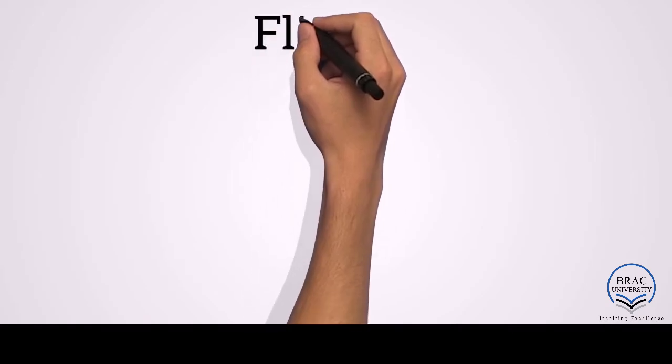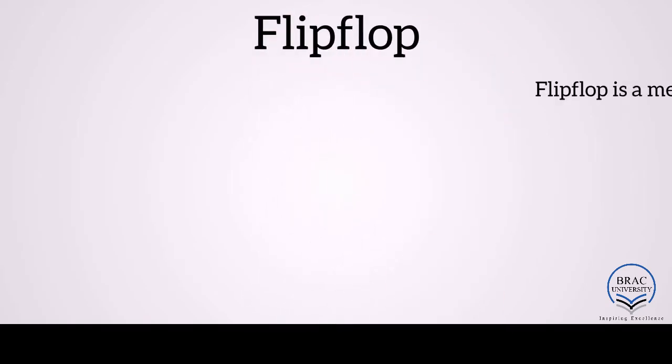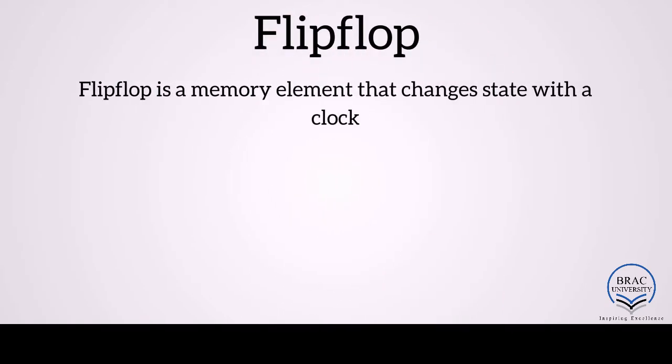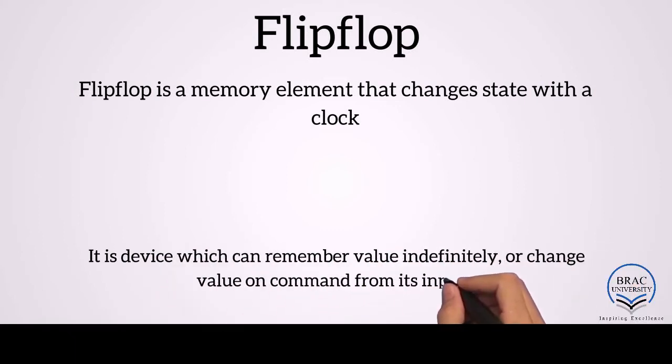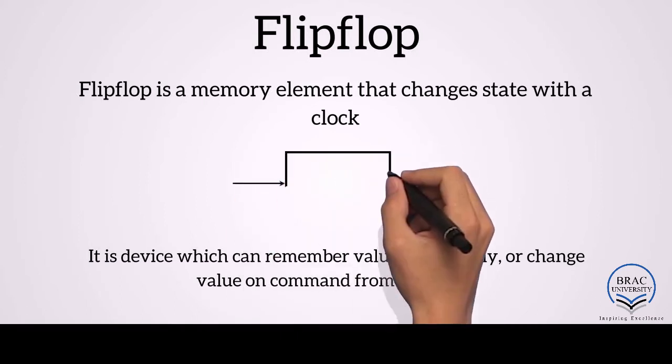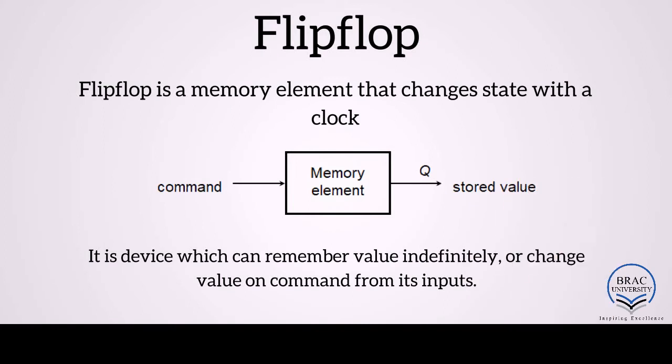A flip-flop is basically a memory element that changes state with a clock. This means that a flip-flop can store a value indefinitely within it, or it can change the stored value based on the command that we give in the input. So suppose we want to store 0 inside the flip-flop. We just have to give the command in the input and the value 0 will be stored. We can change this stored value by providing another command inside the input.